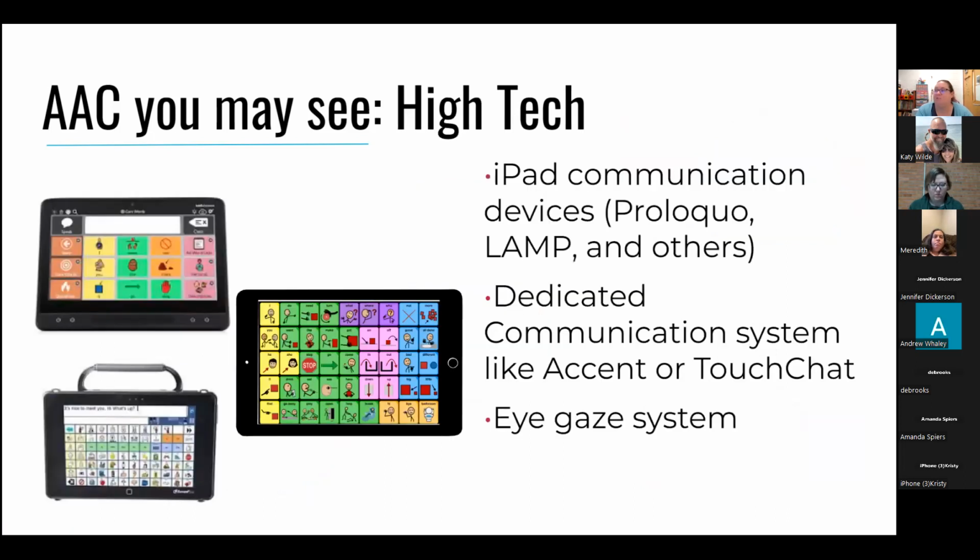And then finally, we have that high-tech AAC. And these are going to be our more robust communication systems. A lot of times they are on an electronic type device. It may be an iPad, which is primarily what we provide here in Hanover County. It could be an eye gaze system for a student who relies on eye gaze. It could be a dedicated communication device. So the only thing that is on that system is the communication program.